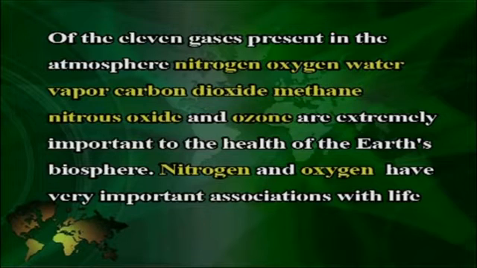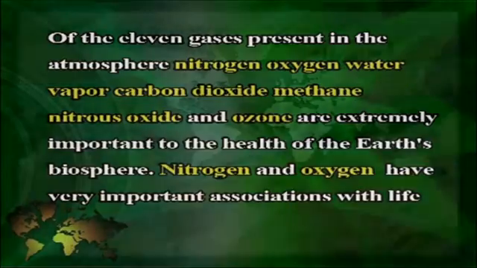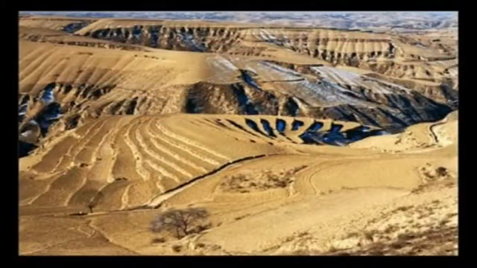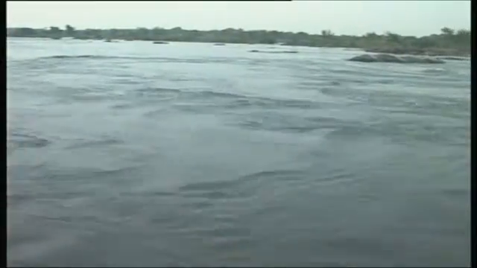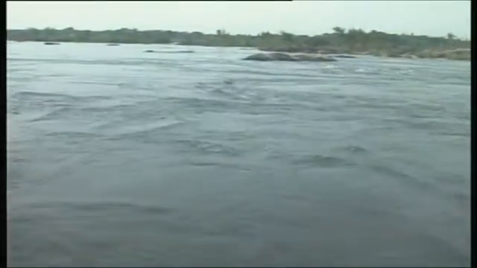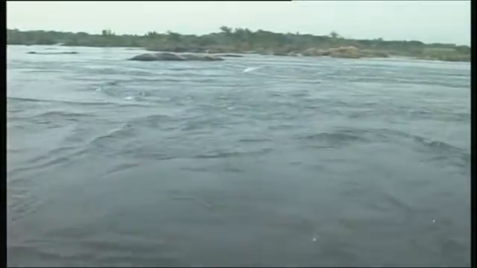Nitrogen and oxygen have very important associations with life. The addition of nitrogen to the Earth's surface soils and various water bodies supplies much needed nutrition for plant growth. The Sun's solar radiation is a major source of energy for all life support activities. Air has to be in circulation for maintaining an equilibrium.